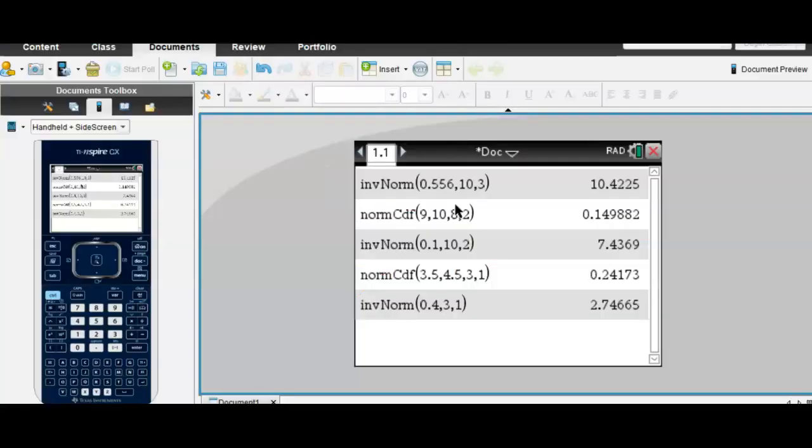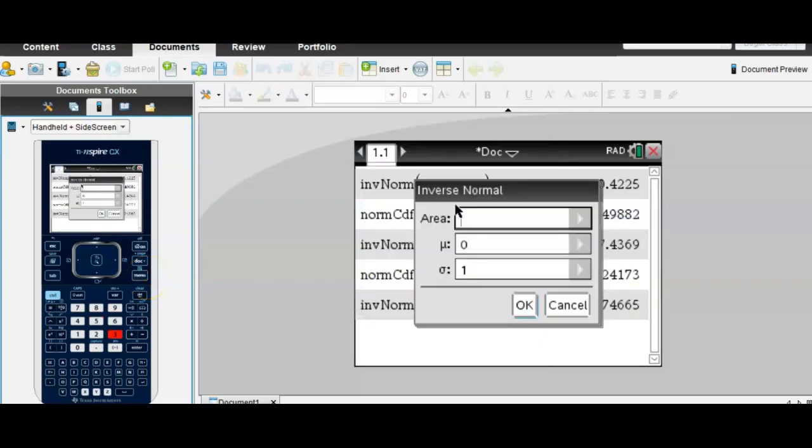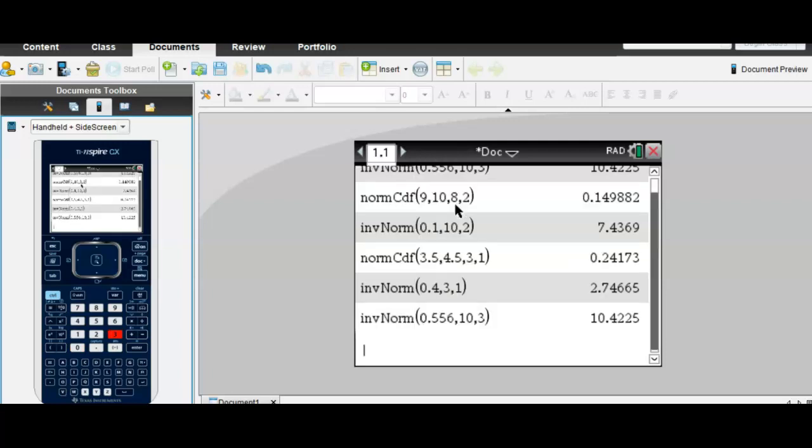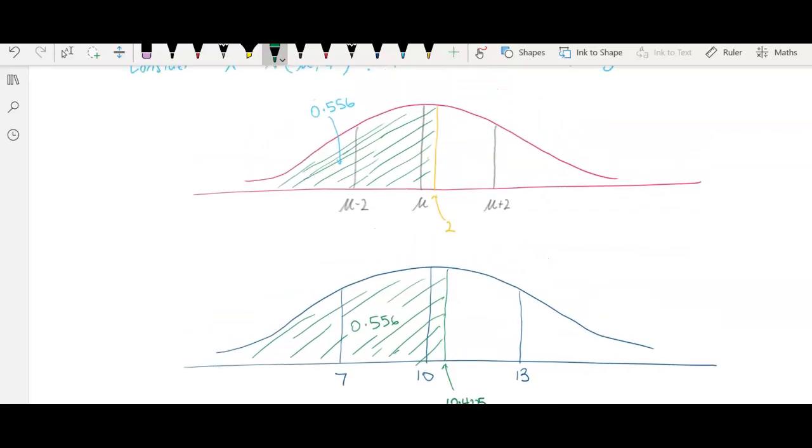So we're back to menu 5.5.3. My area was 0.556. My mean, I think I said, was 10. Standard deviation was 3. And 10.4225. Okay. So how does that help me find my mean here?